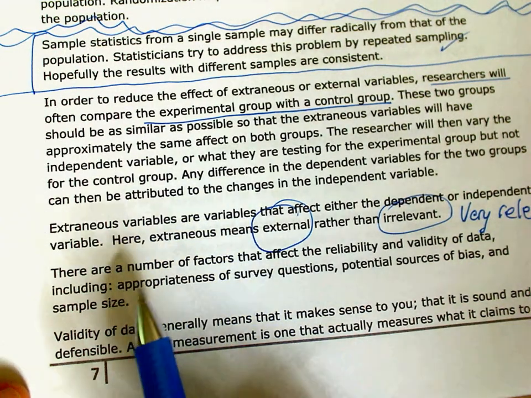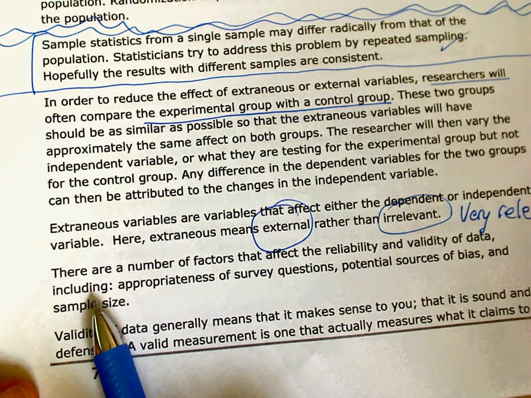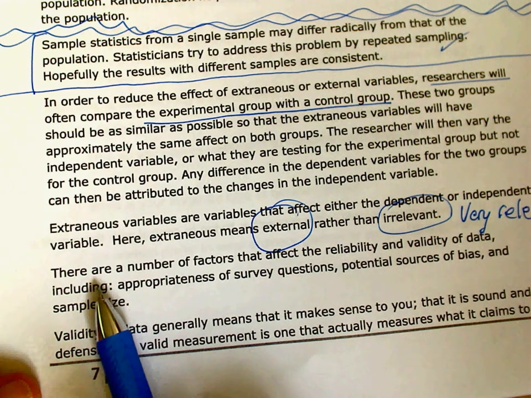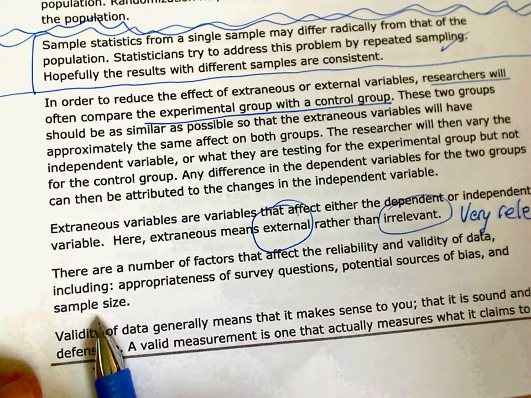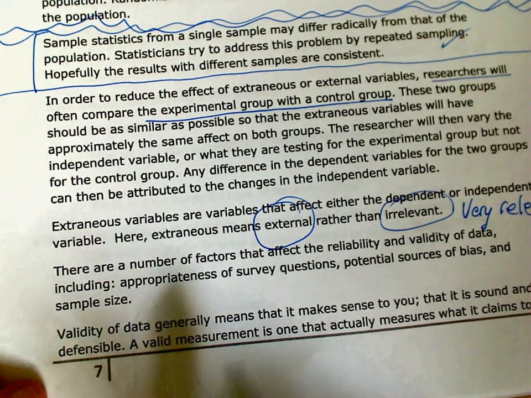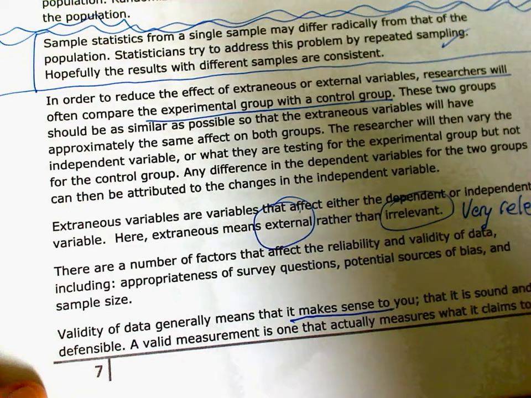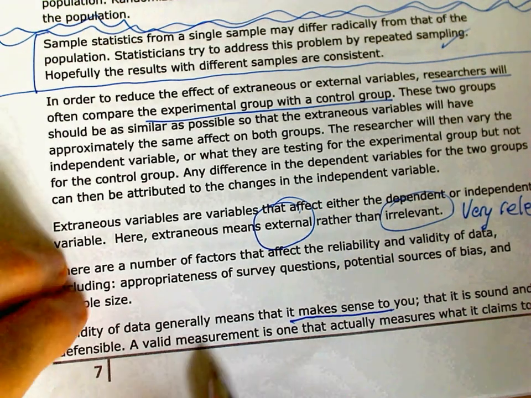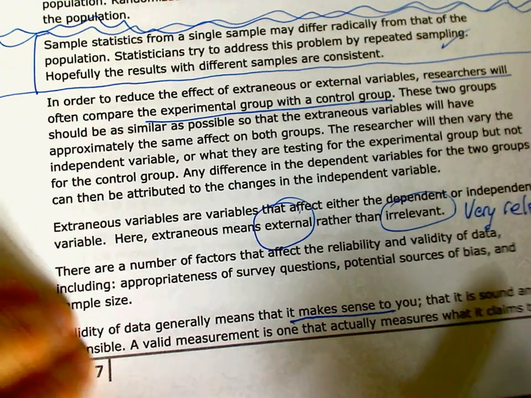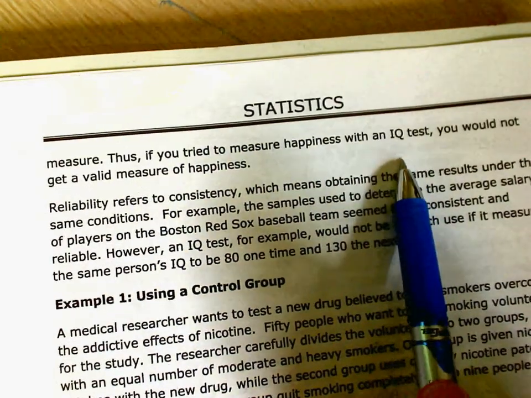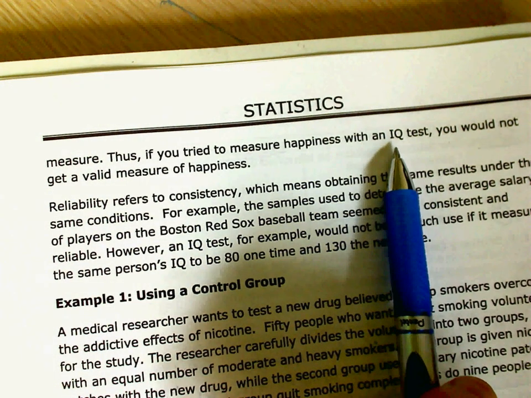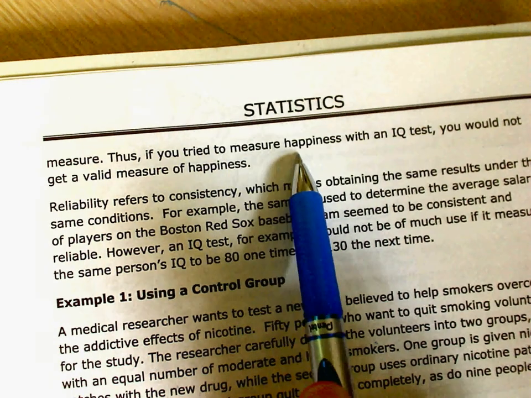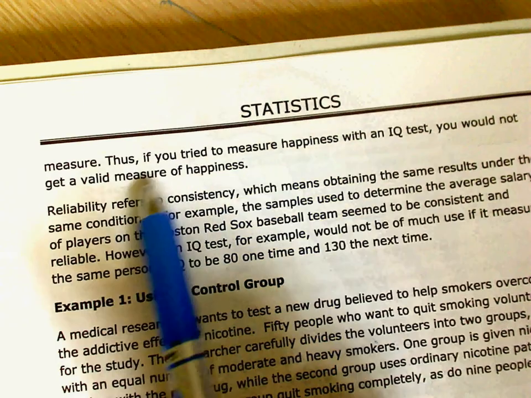When we talk about reliability and validity of data, we have to look at appropriateness of survey questions, potential sources of bias, and sample size. Validity refers to whether it makes sense. Does what you're measuring actually measure what you're claiming to measure? You wouldn't measure happiness with an IQ test. You can't assume the higher the IQ, the happier a person is. If you tried to measure happiness with an IQ test, you would not get a valid measure of happiness.